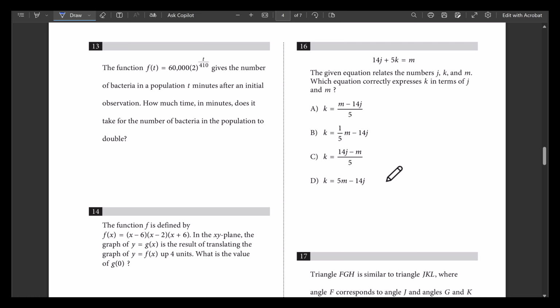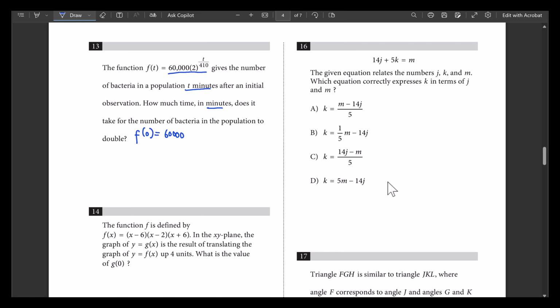Number 13, the function f of t gives the number of bacteria in a population t minutes after an initial observation. How much time in minutes does it take for the number of bacteria in the population to double? We are going to find the value of t when f of t is twice the initial population. The initial population is found when we have f of 0.